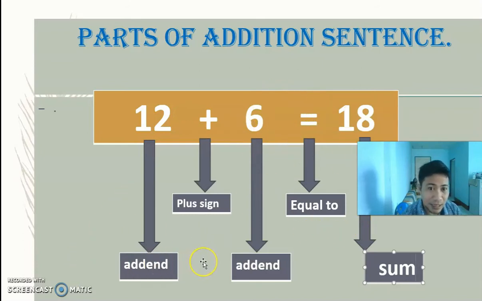Okay? And after this, I think we have to move to subtraction. And of course, before we find out the answer of subtraction, we have to learn also the parts of your subtraction sentence, which is our next lesson.